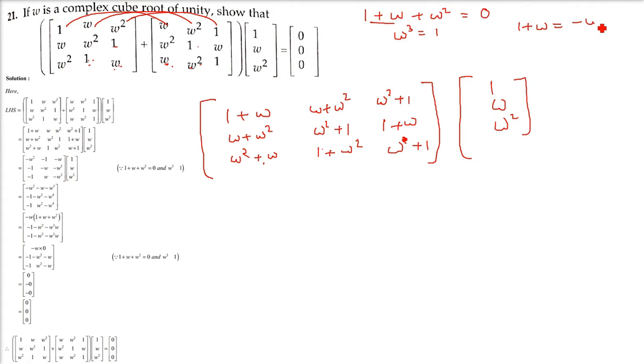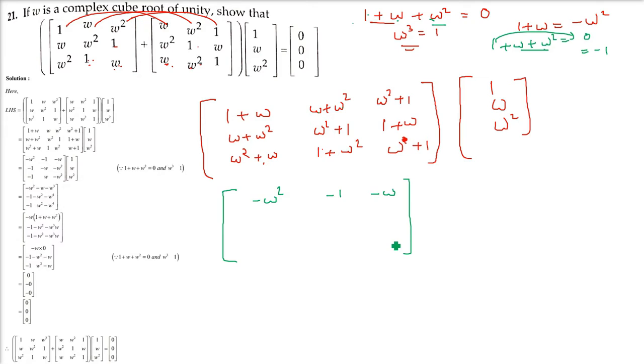because 1 plus omega is what? Minus omega square. 1 plus omega is minus omega square. So omega cube is 1. We know this. Let me show you again. We'll just try to write the final value. 1 plus omega is minus omega square. Omega plus omega square, given that 1 plus omega plus omega square is 0, will be what? Negative 1. Write it negative 1. Omega square plus 1 will be equal to minus omega.